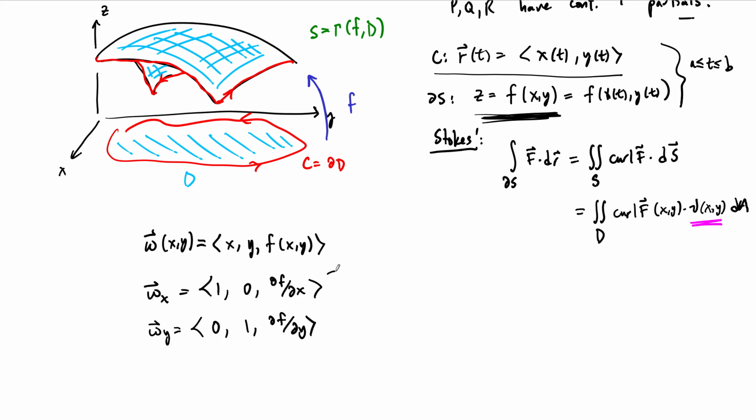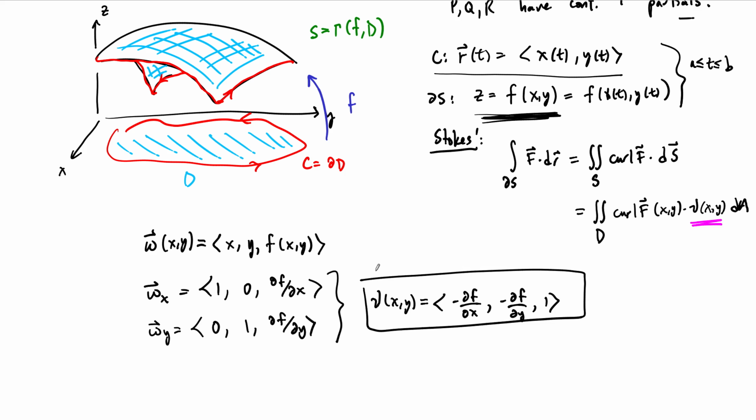Then if we take the cross product, our normal vector nu is going to be the vector whose components are negative df dx in the first component, negative df dy in the second component, and the third component is 1. Now you might remember this. We worked this out before. This formula is not new to us, even though its name is new. There's a pun there. But if you don't remember, it's good to work it out.